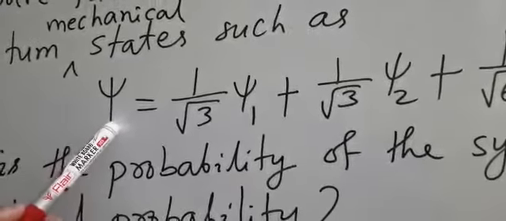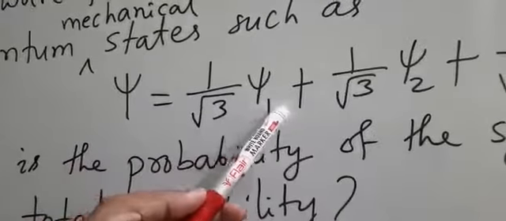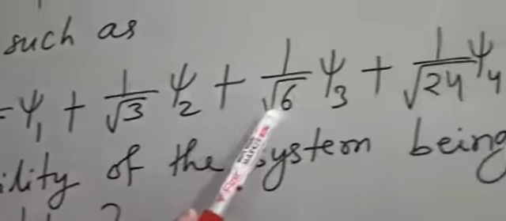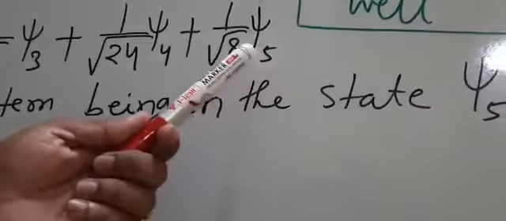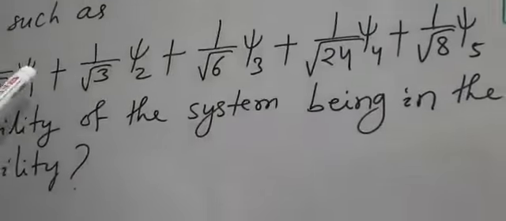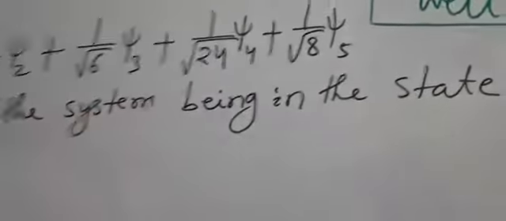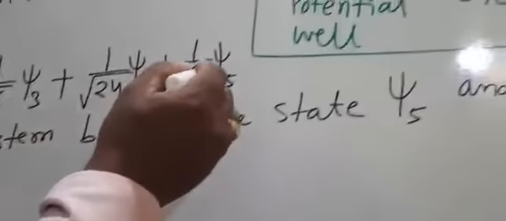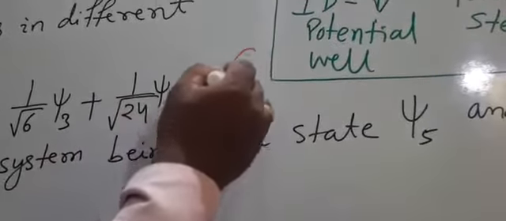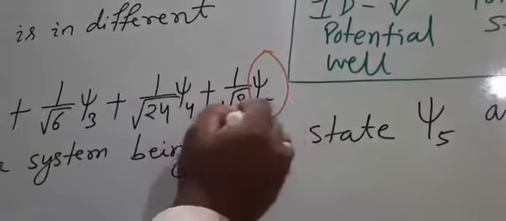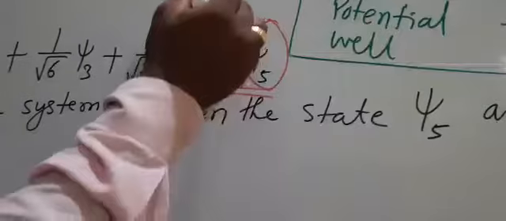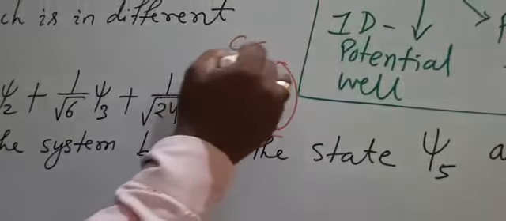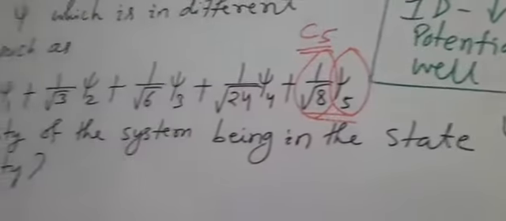For the solution, as we discussed, you can check your note. It is written psi equals c1 psi 1 plus c2 psi 2 plus c3 psi 3 plus c4 psi 4 plus c5 psi 5. C means coefficient. As per the question, we have to find the psi 5 probability. 1 by root 8 is your C5.